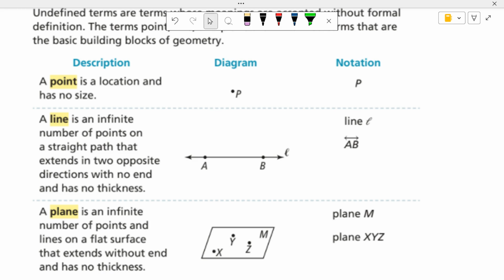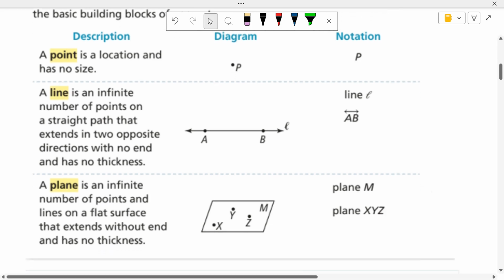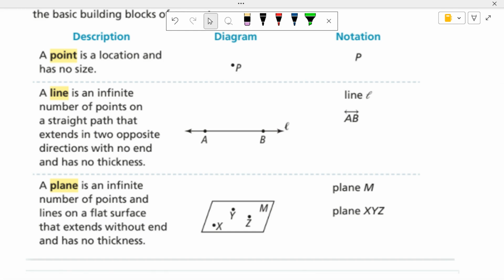The next one, a line: an infinite number of points on a straight path that extends in 2 opposite directions with no end and has no thickness. And a plane. I'll talk about these a little bit more after you get done writing them down.